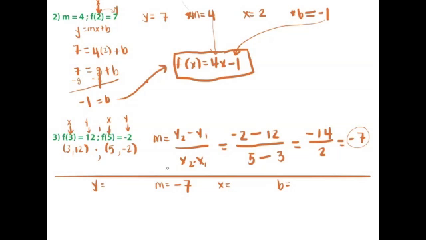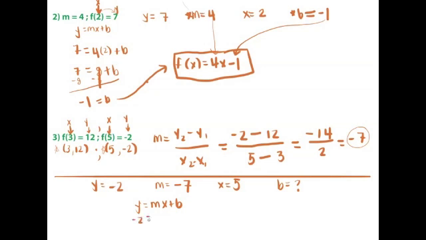Now what we do, just like what we did before, is pick our favorite point, either (3, 12) or (5, -2), whichever one you want to work on, doesn't matter. Pick your favorite point and let's fill in for x and y. So let's go with the point (5, -2). You're going to get the same answer either way. So y is -2, x is 5, and I still need to find b, so I plug it into this equation and solve for b.